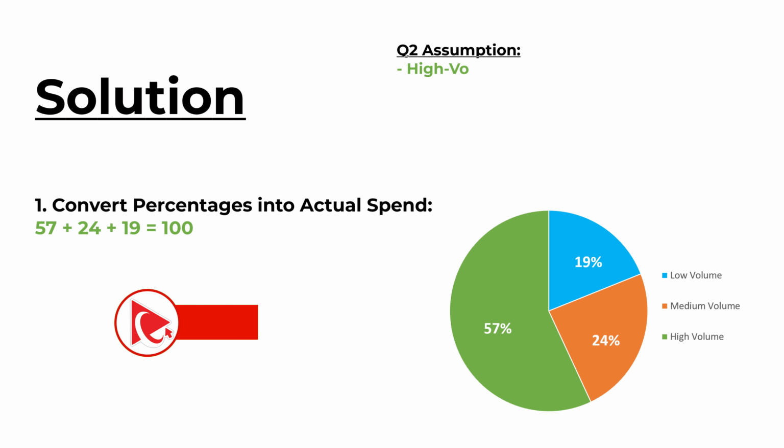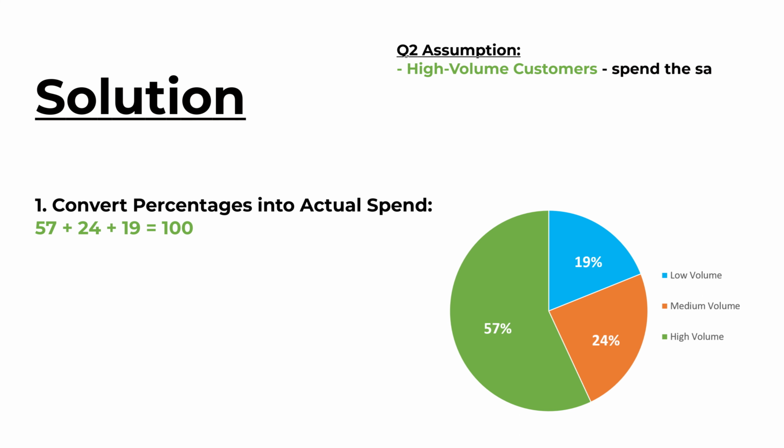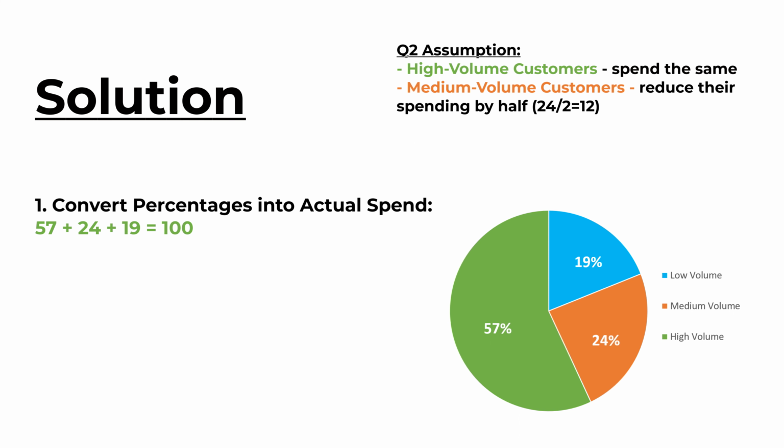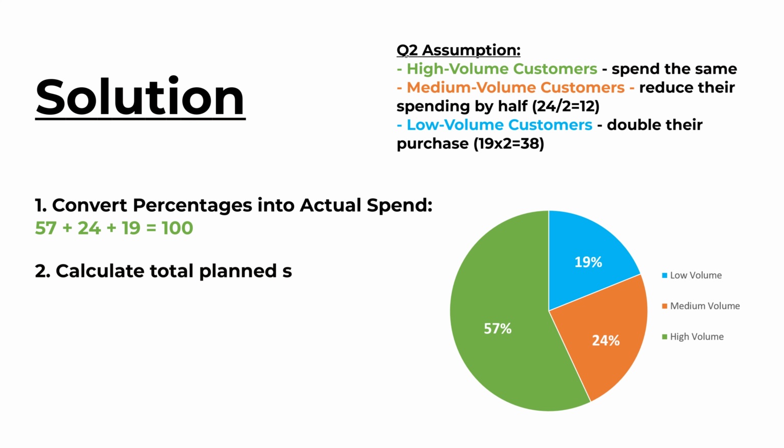Now, in the next step, we can calculate total planned spending in Q2. 57 for high-volume customers will remain the same, but we know that the medium-volume customers will spend half, and half of 24 is 12. And then we know that the low-volume customers are planning to double their spending, which would be 19 multiplied by 2 is 38. So the new equation will be 57 plus 12 plus 38, which would be equal to 107.